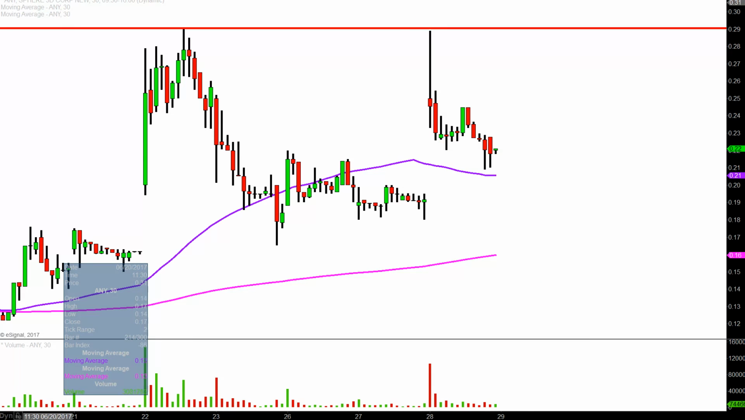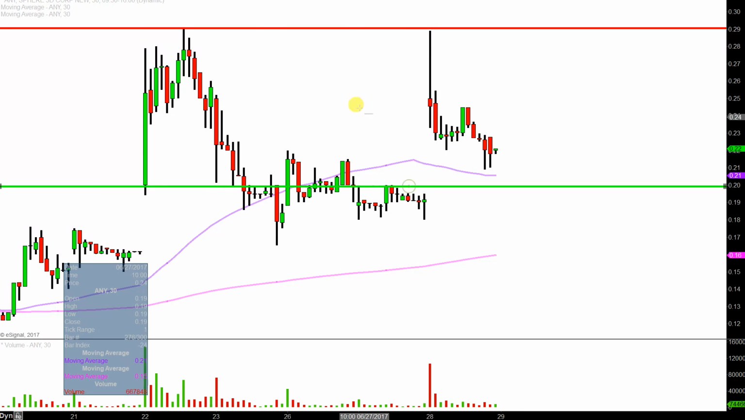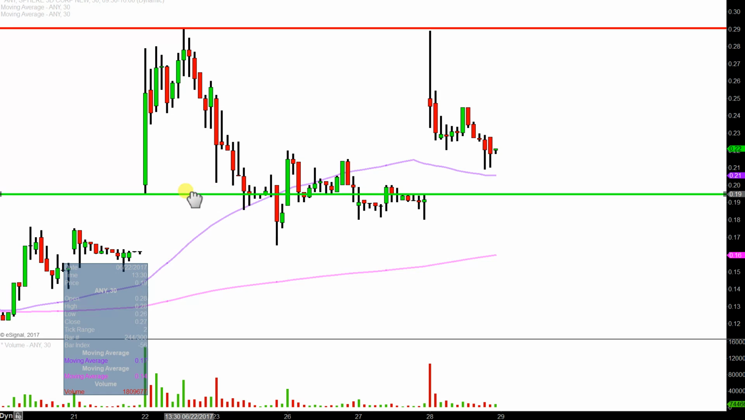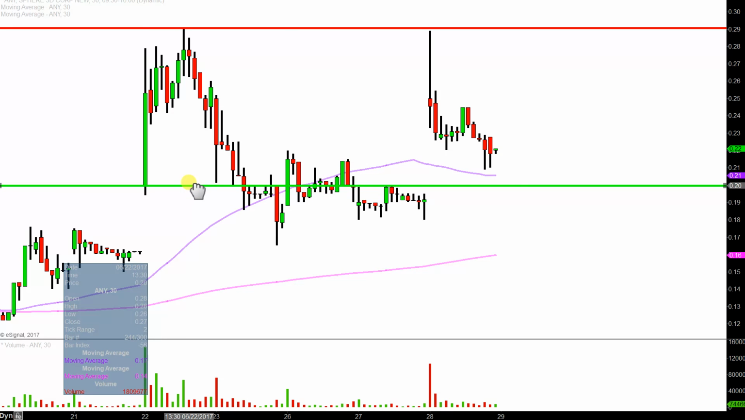Now, what about areas of support? Key level here going forward, as far as supports are concerned, I'm going to be right here at what I would call 20 cents. Reason for 20 cents. In the event, let's say the price actually does come down here a little bit and hits this level, bounces around and then heads back up.